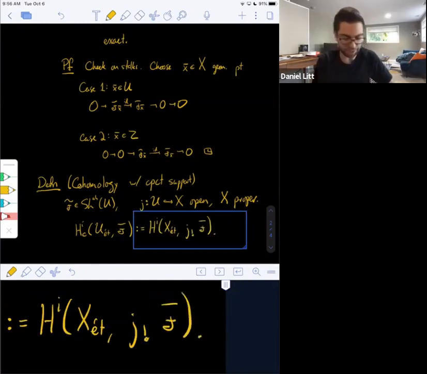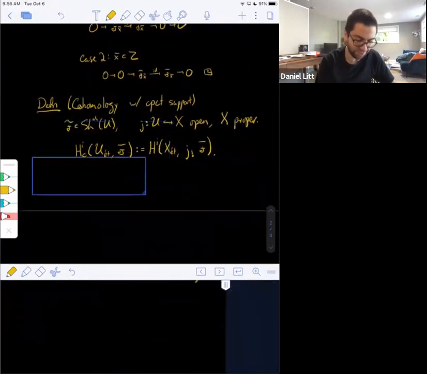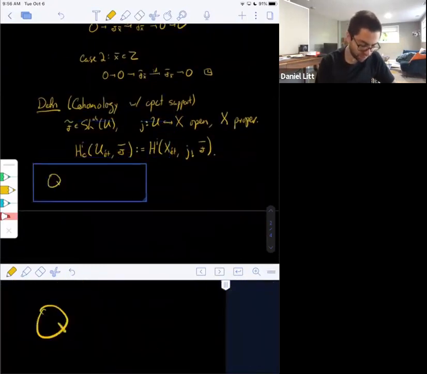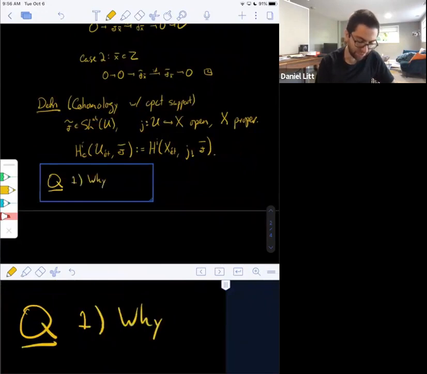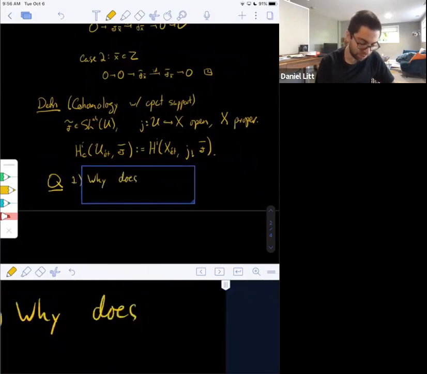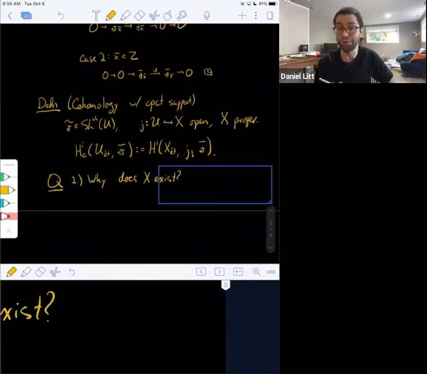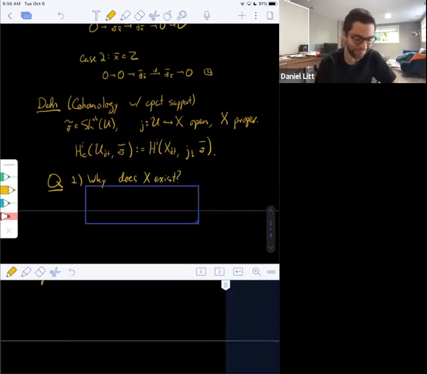Okay, and there are some natural questions here. So one, why does such an X exist? Like, can you always put something inside of a proper variety? And the answer is no in general. And we'll see why in a second.